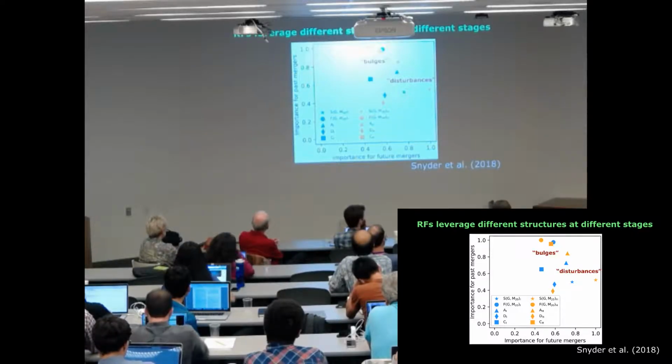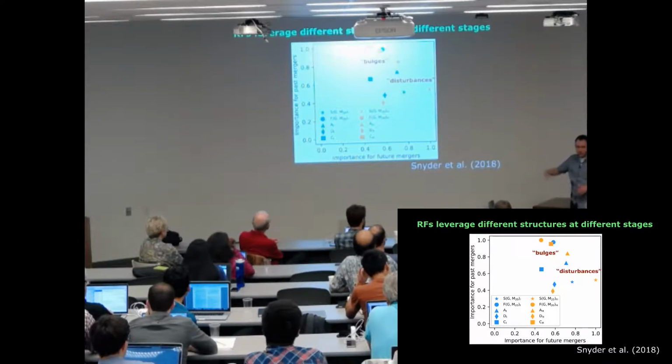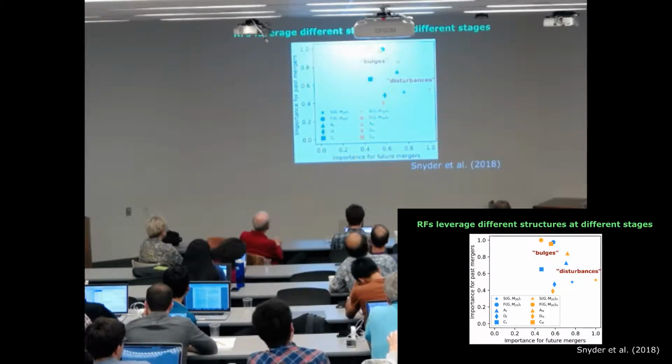And what we can say is that for past mergers, the things that are merger remnants in the images that we're studying, the bulge signature is actually really important for selecting a merger. So the concentration and the Gini M20, along the bulge axis of the Gini M20 diagram, are very important for past mergers, whereas the classical disturbances like asymmetry and the merger axis of the Gini M20 diagram are more important for future mergers.